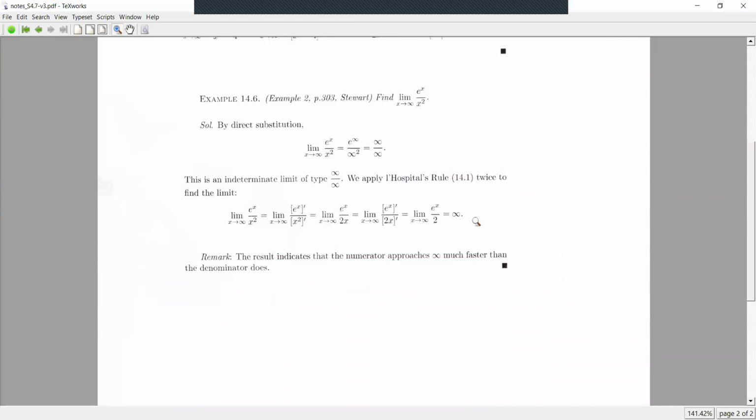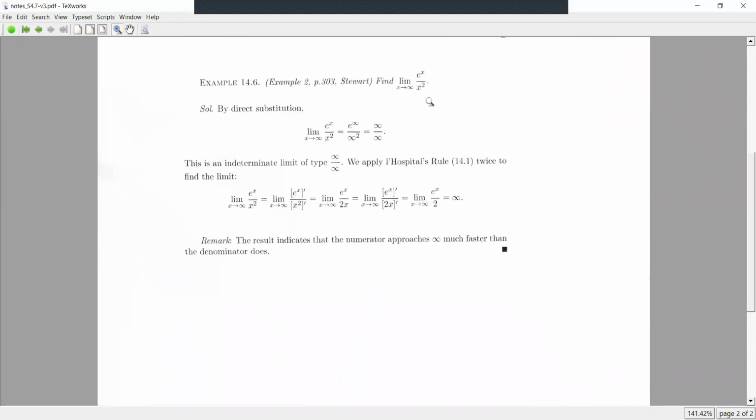Example number 5. In this example, we also need to apply L'Hopital's rule twice. Direct substitution, plug in infinity for x, then we get this. e to infinity is infinity. Infinity squared is infinity. So we cannot tell what this is.